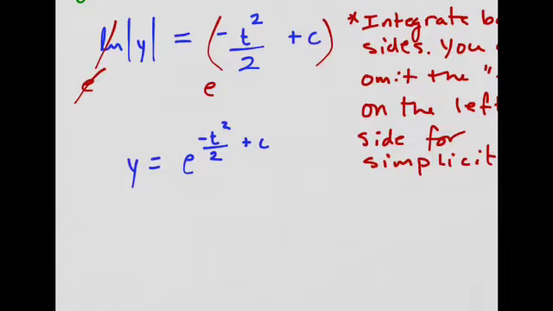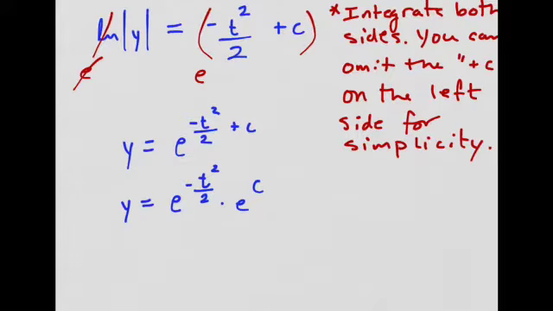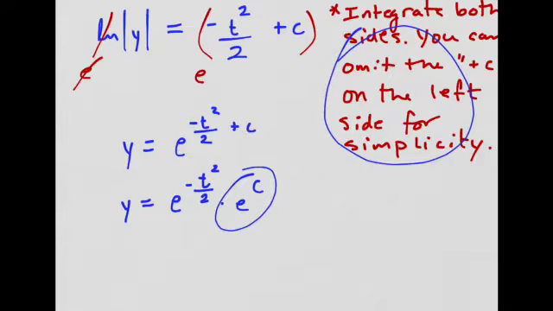Now, normally I wouldn't write that. I would just write this, because if I have the same base, I just multiply. Actually, I wouldn't even write that. I would actually just change this. e to the c, this is the same type of trick as up here. e to the c, well, c is just some other constant.